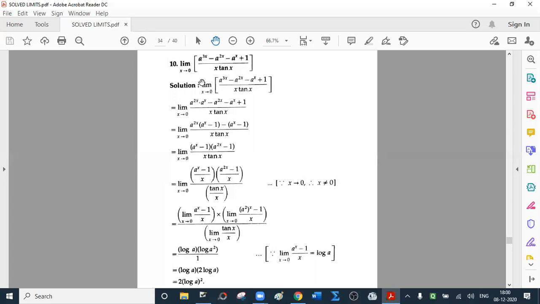Now what is a raised to 3x? A raised to 2x into a raised to x. Take a raised to 2x common to get this. Take minus 1 common from the last two terms to get this. Now take this bracket common to get this.